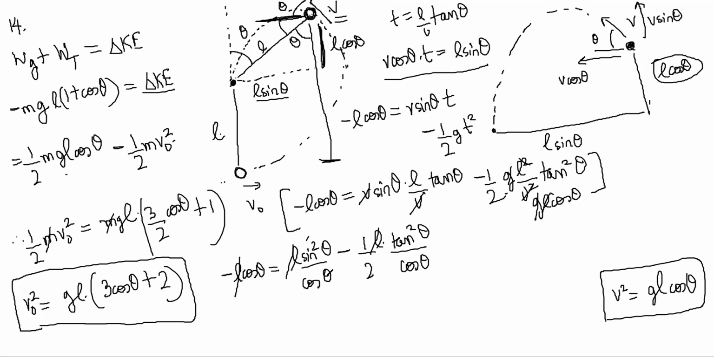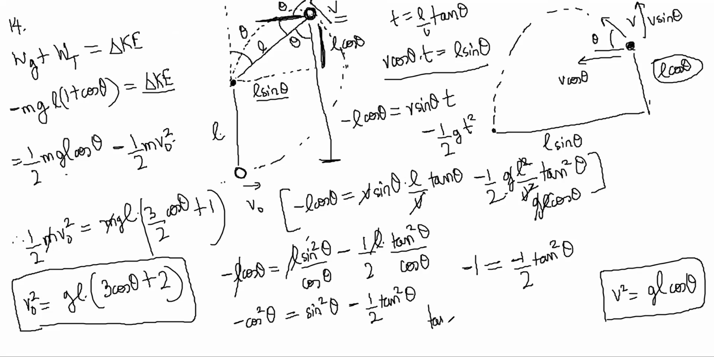L cancels from everything and multiply by cos, so it becomes minus cos square theta is equal to sine square theta minus half tan square theta. Add the sine square theta to this side, so it becomes minus 1 is equal to minus half tan square theta. So tan square theta is equal to 2.